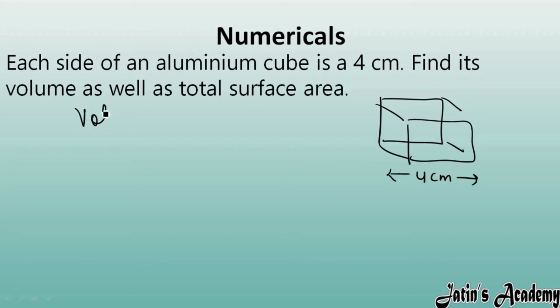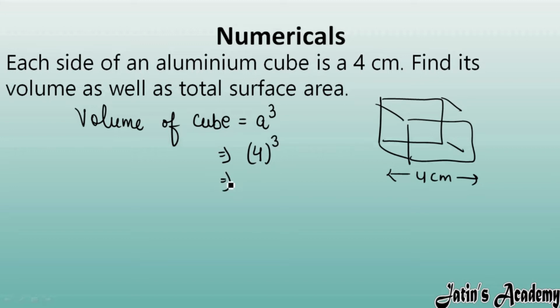We have already studied the volume of a cube. So what is the volume of a cube? Volume of a cube is side cube. The side value we have is 4, so here I am going to put the value. 4 cube means 4 multiply 4 multiply 4, so we have to multiply 4 three times. Here the answer will be 64 centimeter cube. Fine. Next we have to find the total surface area.